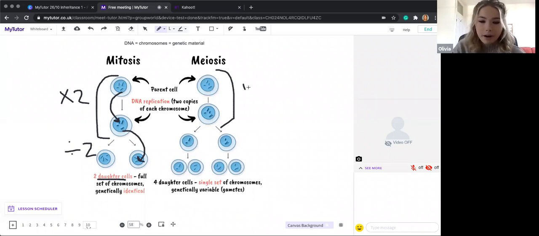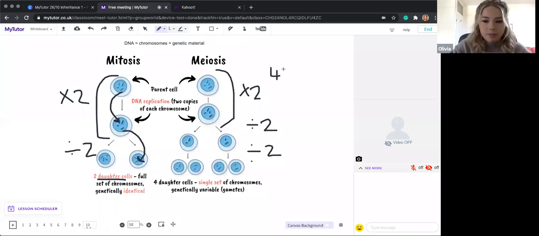Meiosis then, so our DNA replicates, it doubles, and then our cells divide once, so they split into two, so it halves again. So now we're just back at what we would be at if just mitosis would have happened. So then to halve it, we have to divide them again.